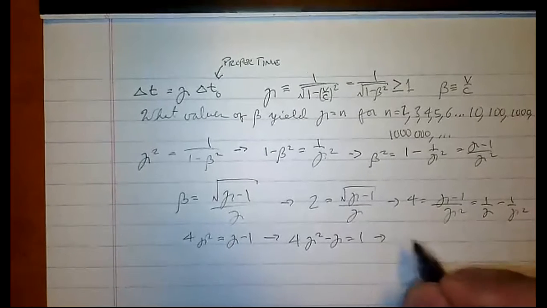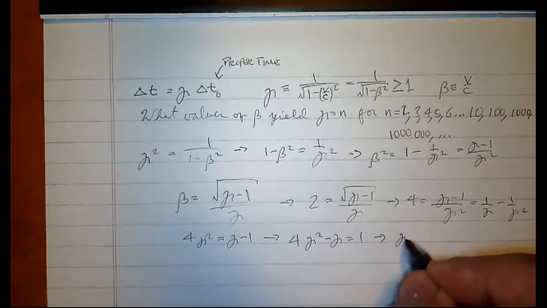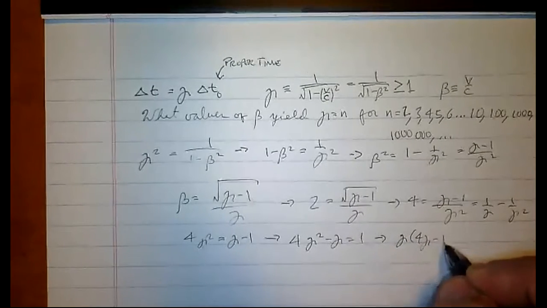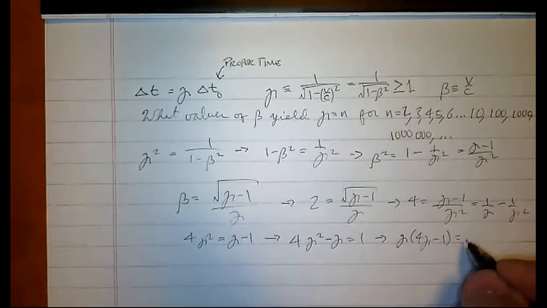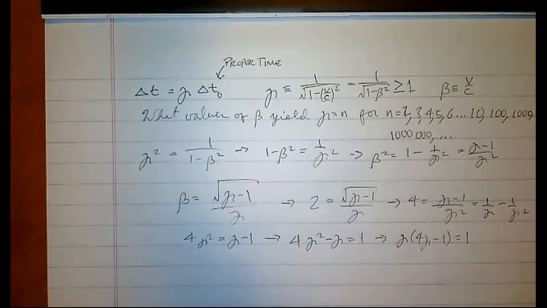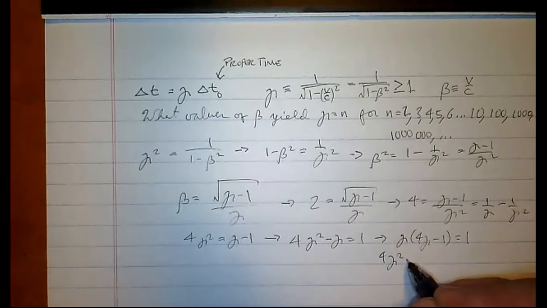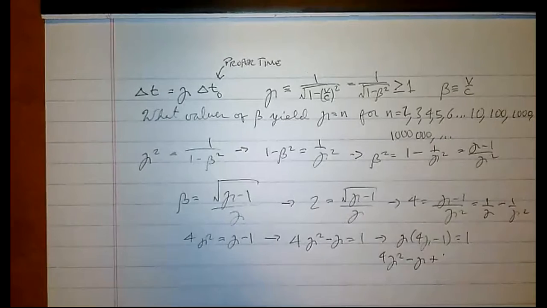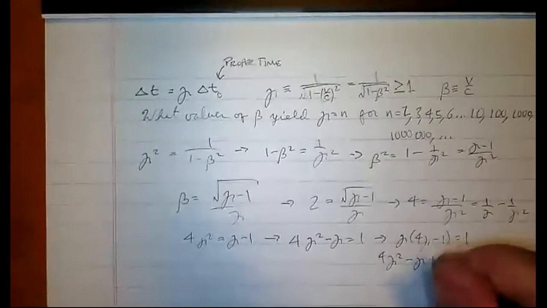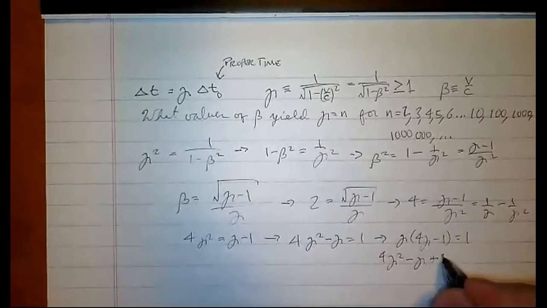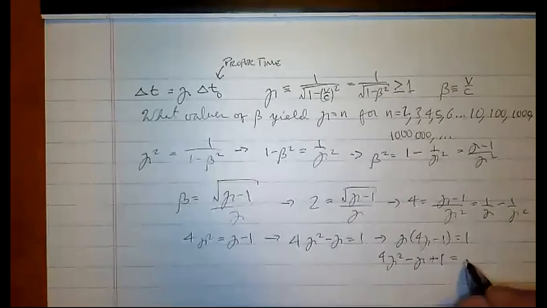I can factor out a gamma. I can say gamma times 4 gamma minus 1 is equal to 1. That doesn't help me too much. So it looks like I'm going to have to say 4 gamma squared minus gamma plus 1, or excuse me, minus 1, is equal to 0. So that's a quadratic equation.